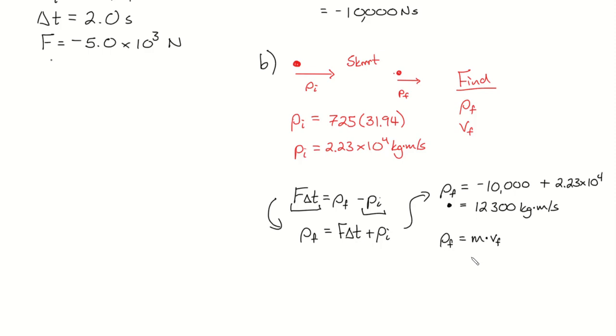If I know, do I know rho f, my final momentum? Do I know my mass? Can I just divide both sides by m? Yeah, let's do that. My final velocity is apparently just my final momentum divided by my mass. And when we plug that in, it looks like it's 12,300. And I'm going to do a little double check in here. That's kilogram meters per second. And that's going to divide by, what was my mass?